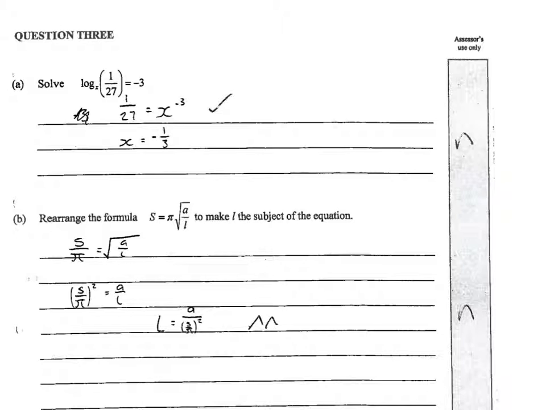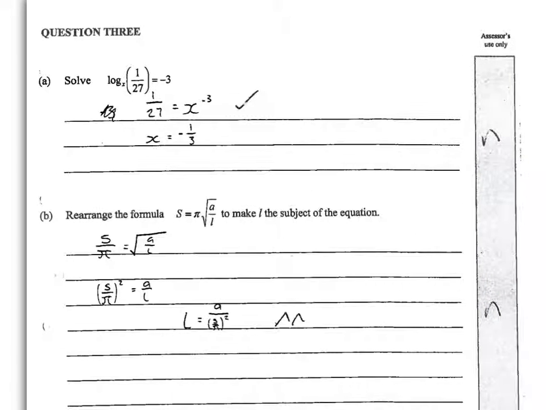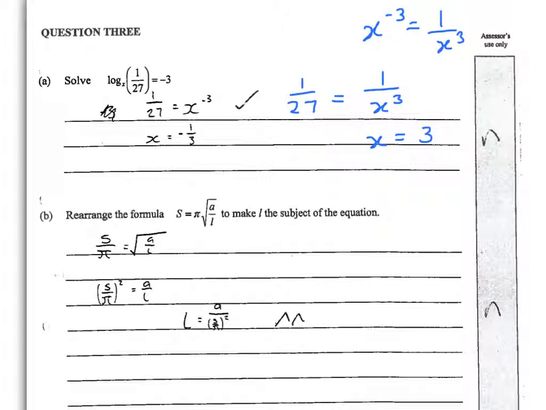Right, this one here, I hope I haven't mucked this video up now. We're looking at, this was right, yes, you got that there. And now if we have x to the negative 3 is the same as 1 over x to the power of 3. So you've got 1 over 27 equals 1 over x to the power of 3, which means that x must equal 3. Okay, just a little mistake that you made there.